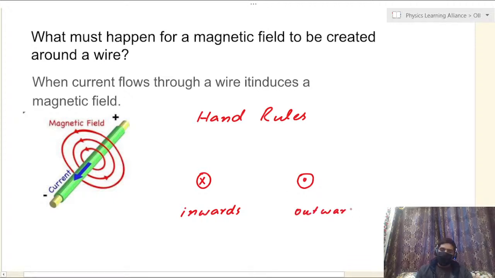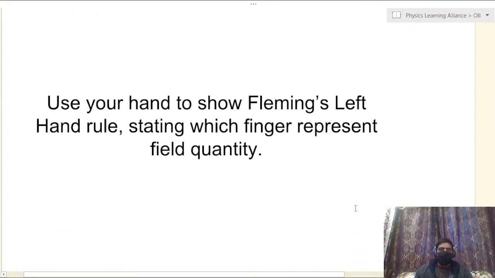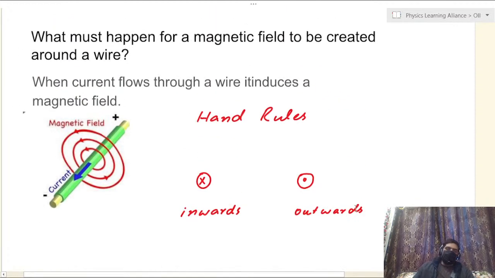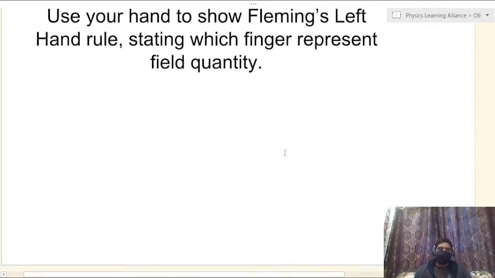For both, we have a magnetic field pattern, which is determined by the right hand rule. Once again, I'm not going into details, but in that rule you have to point your thumb in the direction of current. The fingers will curl in the direction of magnetic field. It has to be applied with the right hand. All right, let's move on.